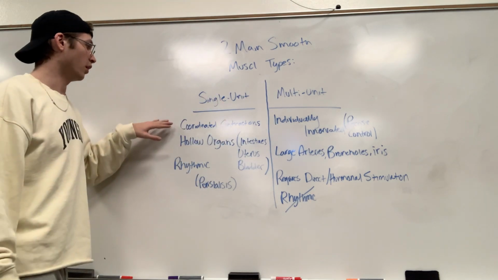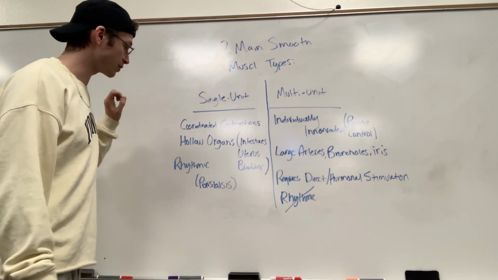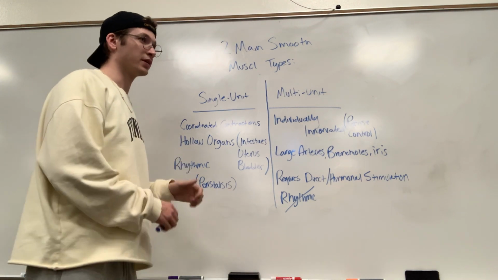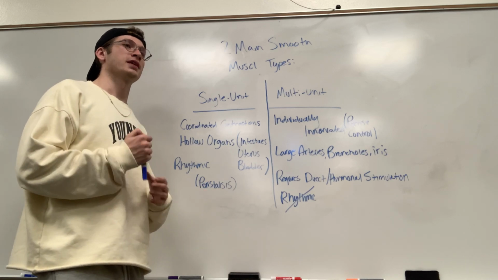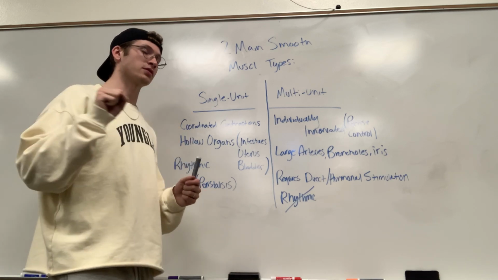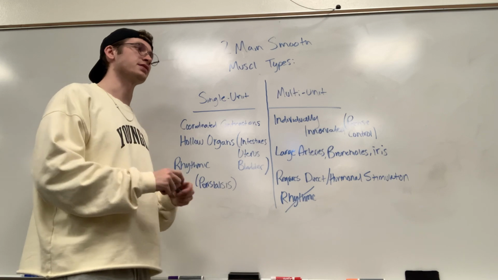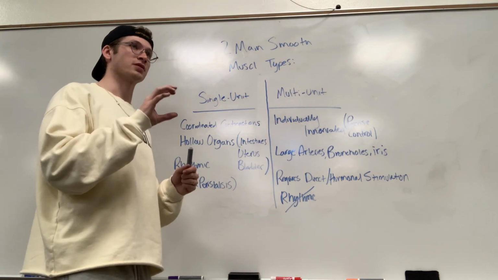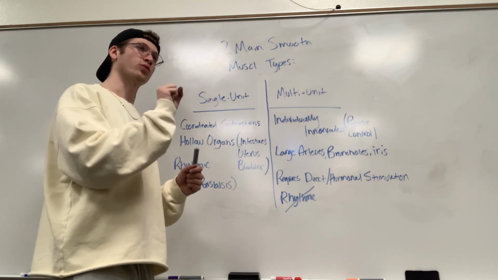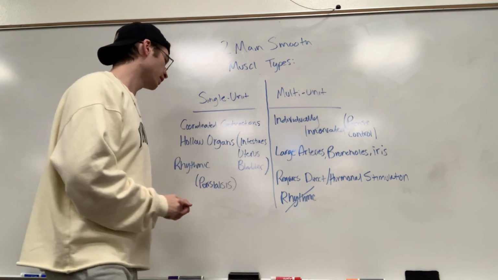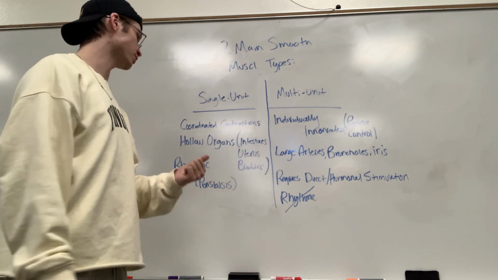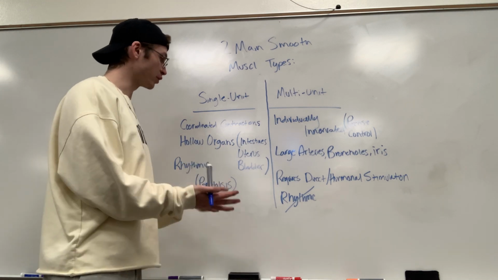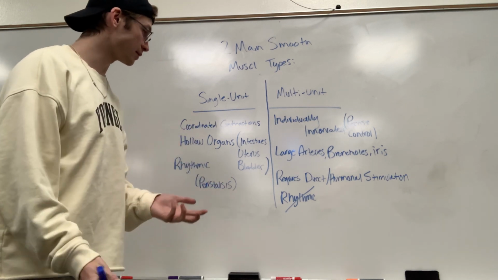Single units are coordinated contractions, and they're rhythmic. We see this in our intestines as it pushes stuff down, where each segment contracts one at a time. It's rhythmic. We see this in hollow organs, so like I said, intestines, and also in bladders, uterus, things like that.